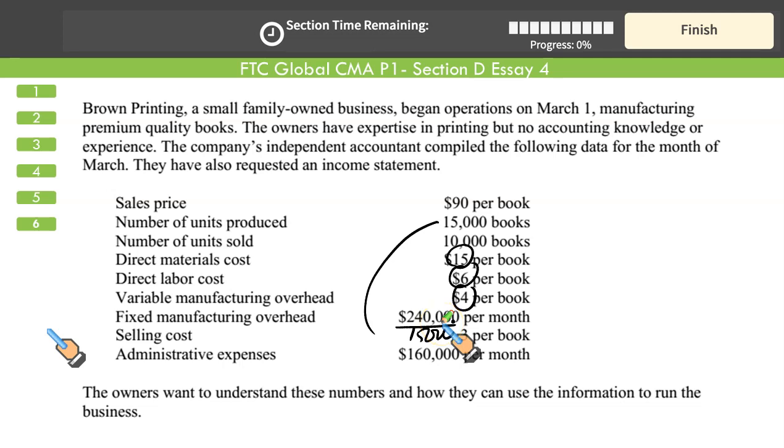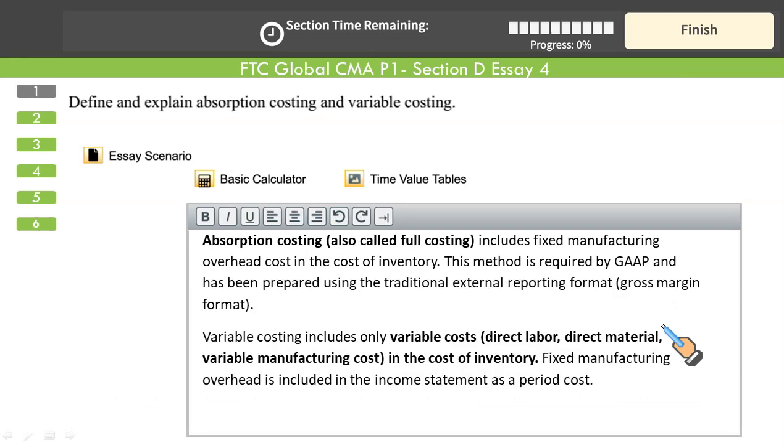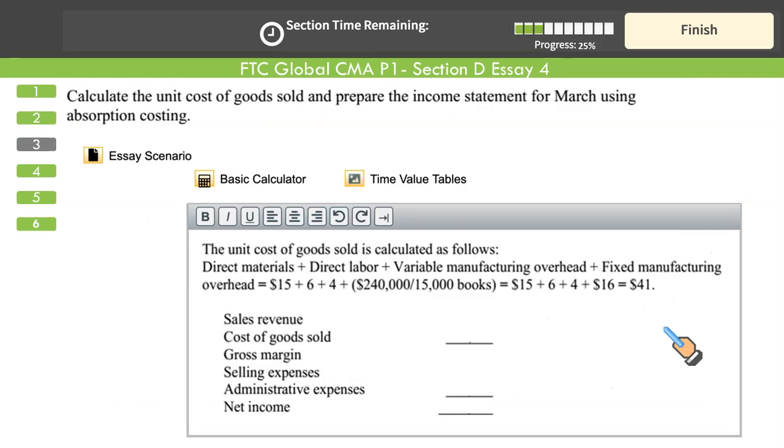240,000 divided by 15,000 produced, it means it's 16. Fixed overhead is $16 per unit. So 15 plus 6 plus 4 plus 16 gives you a total manufacturing cost of $41. That's exactly what he has calculated, $41. You can give it in the paragraph form. $41 is the unit manufacturing cost under absorption costing.